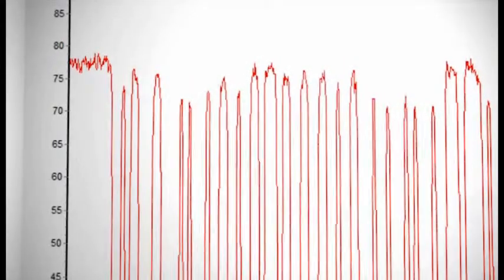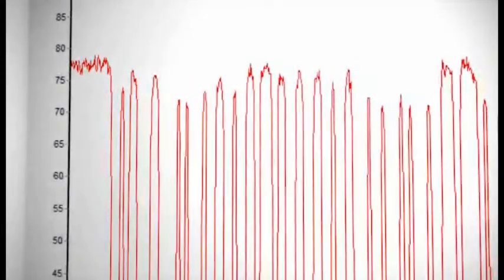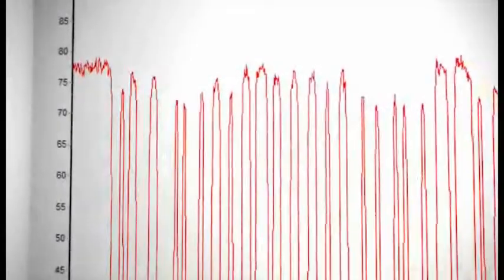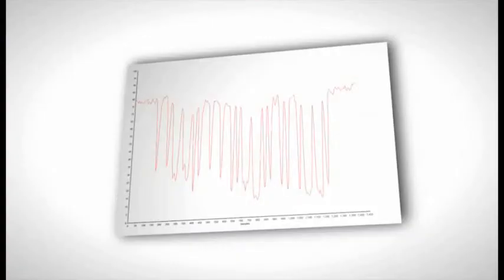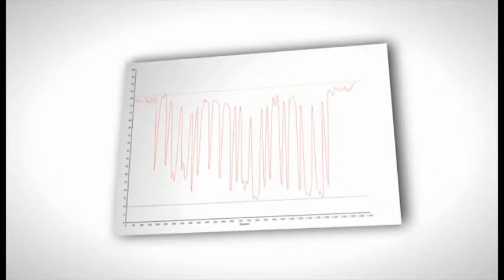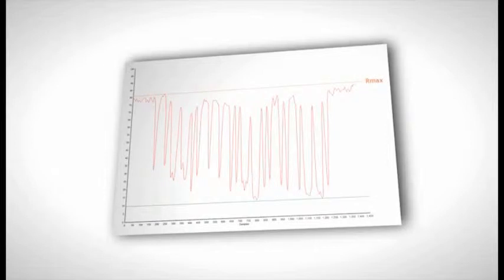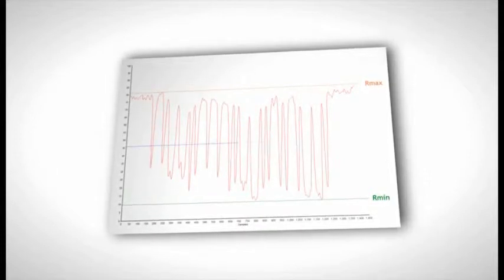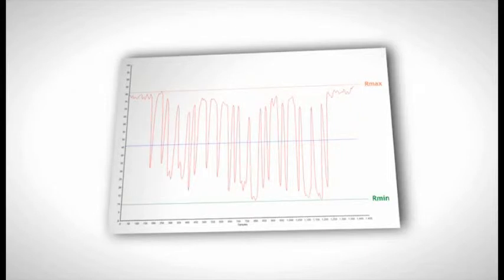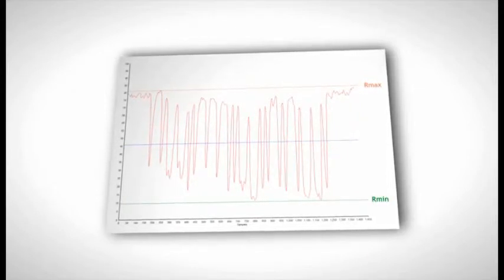The high points on the graph are the background spaces reflecting a lot of light. The low points on the graph are the bars reflecting less light. The verifier finds the brightest spots on the profile and the darkest spots. These are known as Rmax, the point of maximum reflectance, and Rmin, the point of minimum reflectance. It draws a line halfway between them. This line is the global threshold, and all of the linear measurements are taken along this line.